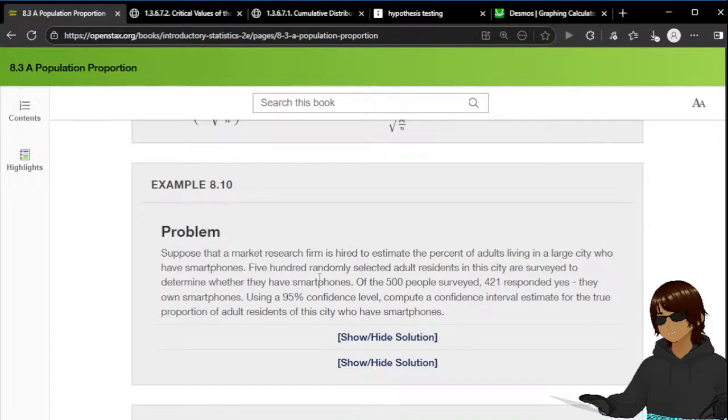Suppose that a market research firm is hired to estimate the percentage of adults living in a large city who have smartphones. 500 randomly selected adult residents in the city are surveyed to determine whether they have smartphones. Of the 500 people surveyed, 421 responded yes, they own smartphones. Using a 95% confidence interval, compute the confidence interval estimate for the true proportion of adult residents of the city who have smartphones.